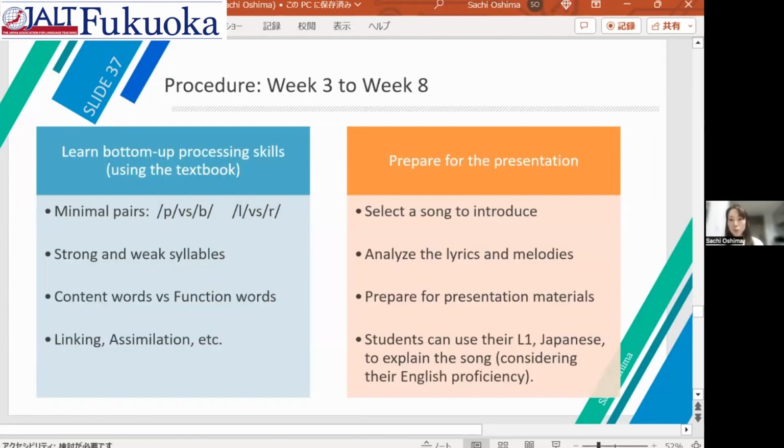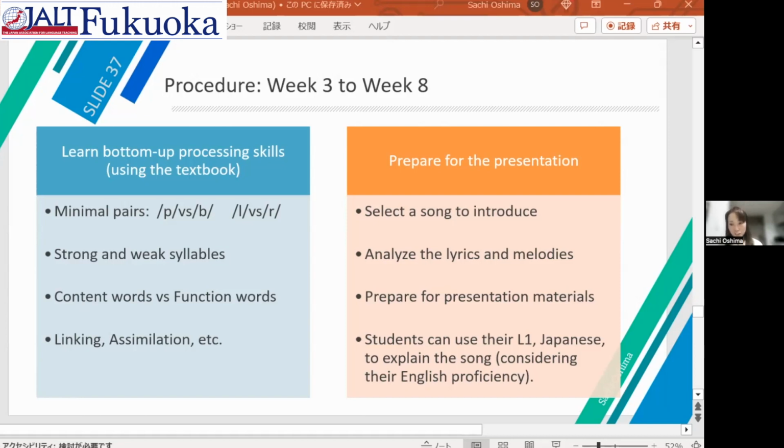Weeks 3 to 8 are 90 minutes of class time. Basically 1 hour, 60 minutes, I use the textbook. I practiced with my students minimal pairs, strong and weak syllables, content words versus function words, linking, assimilation, reduction, or any other pronunciation features. And for the rest, 30 minutes, they have to select the song to introduce, analyze the lyrics and the melodies, for example, and prepare the presentation material.